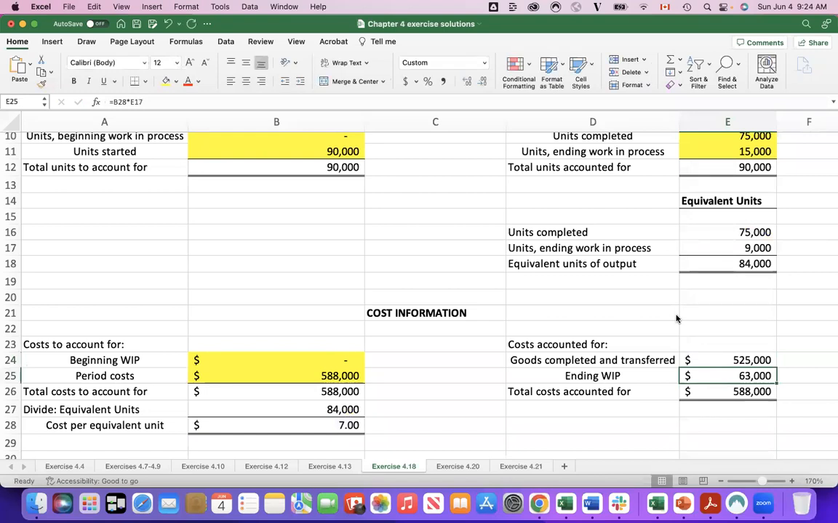The amount of costs that remain in the department is based on my equivalent units in ending work in process, which was 9,000 units, which we calculated before. How do I calculate that 63,000? It's simply the equivalent units in ending work in process, which was 9,000, times that $7 per equivalent unit. So again, we're using the same cost rate there of $7 a piece.